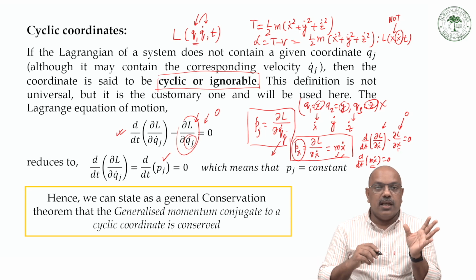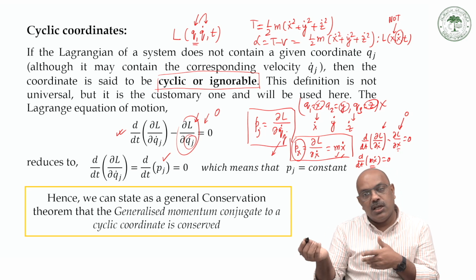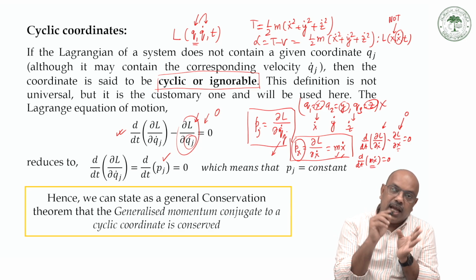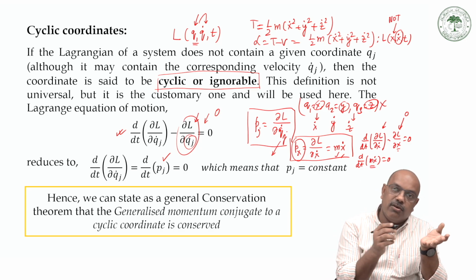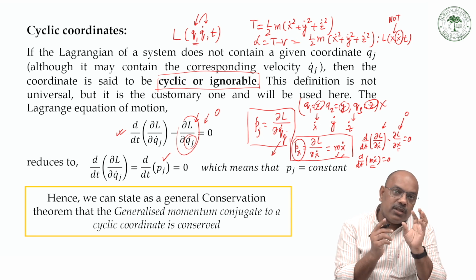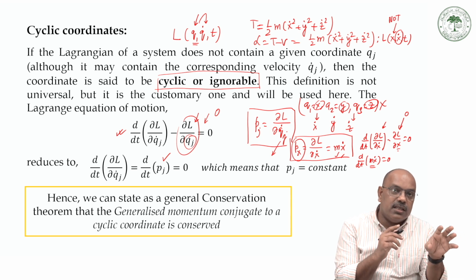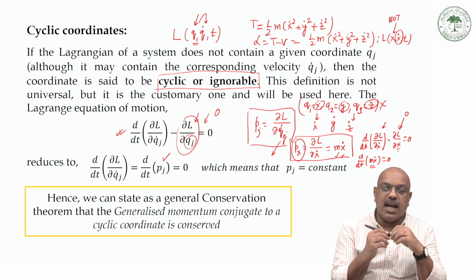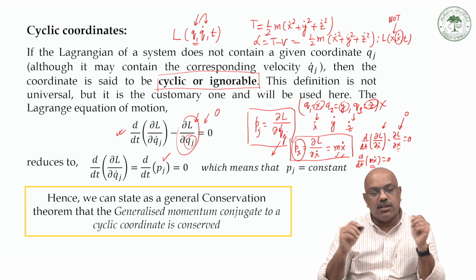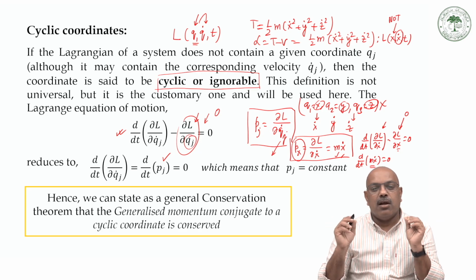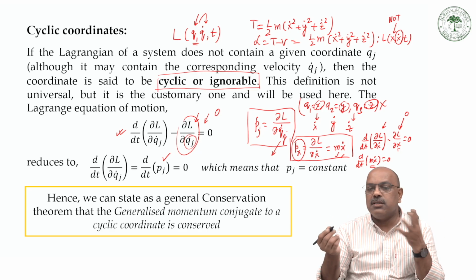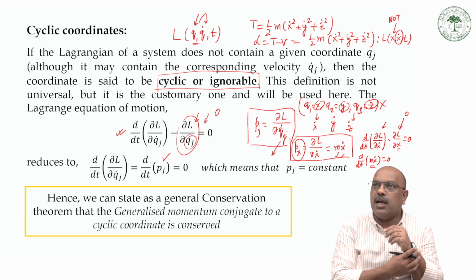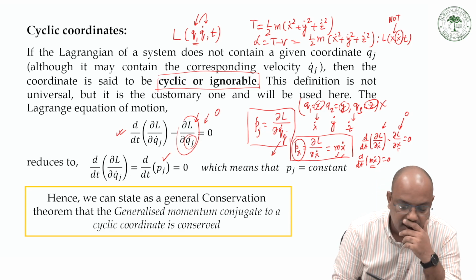So if your Lagrangian is independent of the coordinate, but the corresponding generalized velocity is present there, then that particular coordinate is known as a cyclic or ignorable coordinate, and the generalized momentum corresponding to that cyclic coordinate is going to be a constant of motion. Hence we can state as a general conservation theorem that the generalized momentum conjugate to a cyclic coordinate is always conserved.